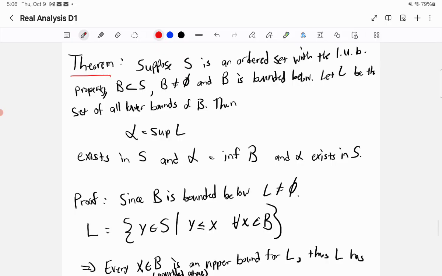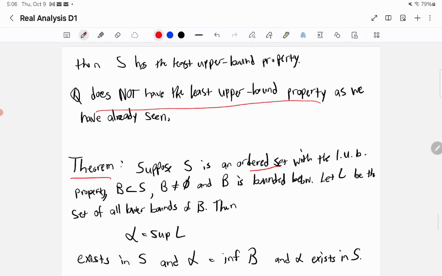Now, let's get to a theorem. So now we're actually going to start proving things, right? So we've built up some definitions, and now we want to be able to use those definitions and see what things follow from them. Right? What things follow from the definitions? The theorem is, suppose that we have this ordered set, so that tells us something already. We have a definition of what an ordered set is. It has the least upper bound property, right?